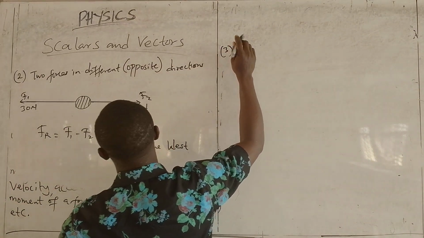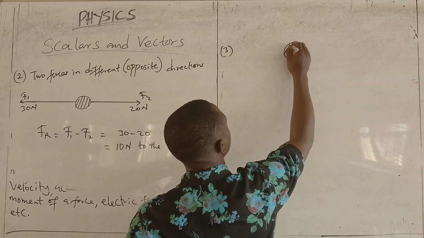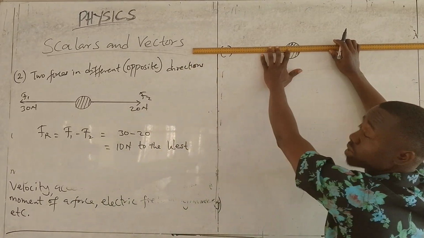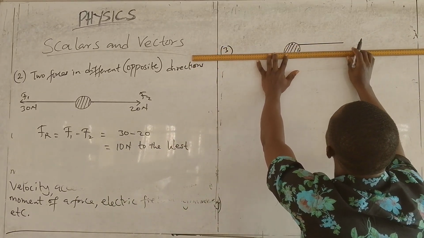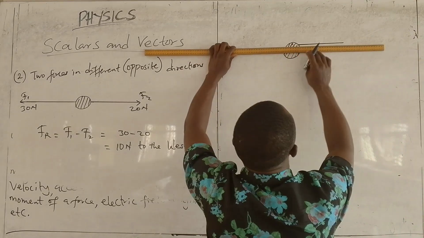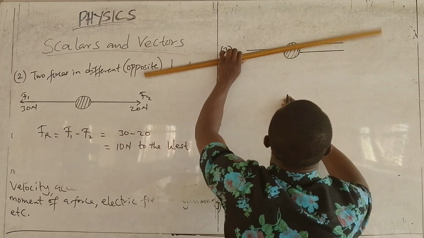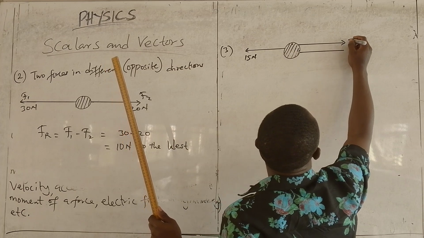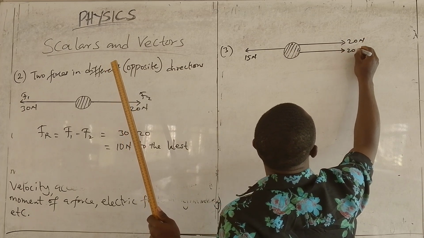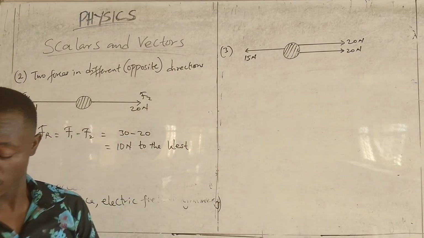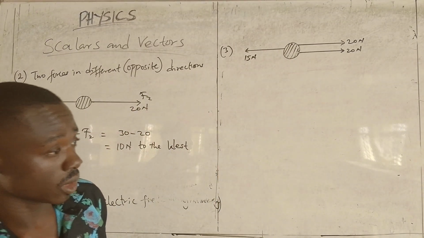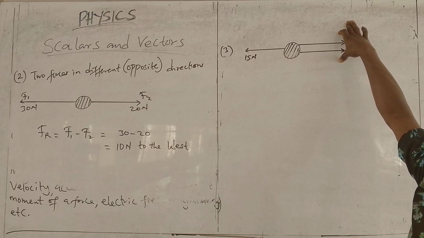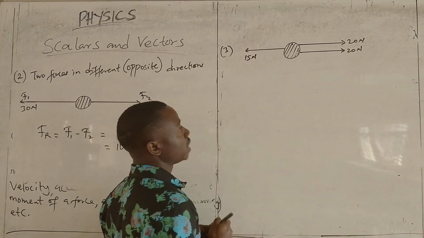Example 3. What if we have three forces this time around acting on this particle? So that we have two forces to the right hand side here and only one to the left hand side. So let's assume this 15 Newton, let's assume this 20 Newton and this also 20 Newton. So what do you think the resultant of this system of forces is going to be? Now, first find the resultant of these two. What is going to be the resultant? That's 20 plus 20, and that is going to give us 40.